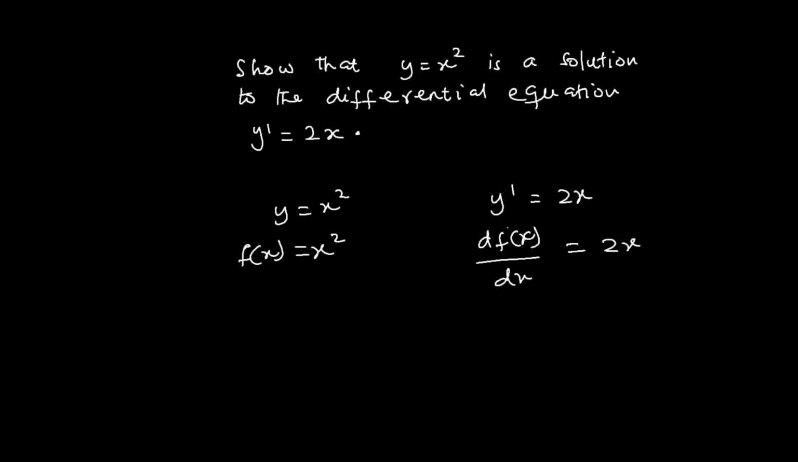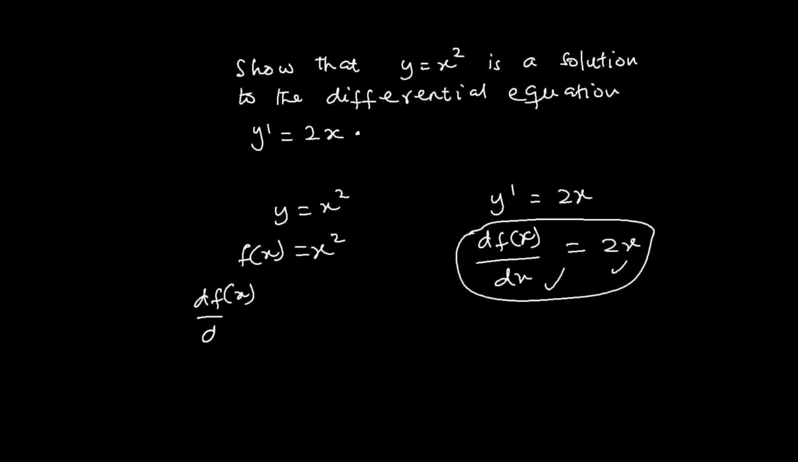We know this function f of x, so we just need its first derivative so that we can substitute into this differential equation and find out if we get the left hand side equal to the right hand side. So let's do that. We are going to find the first derivative of this function. So that will be df of x over dx.